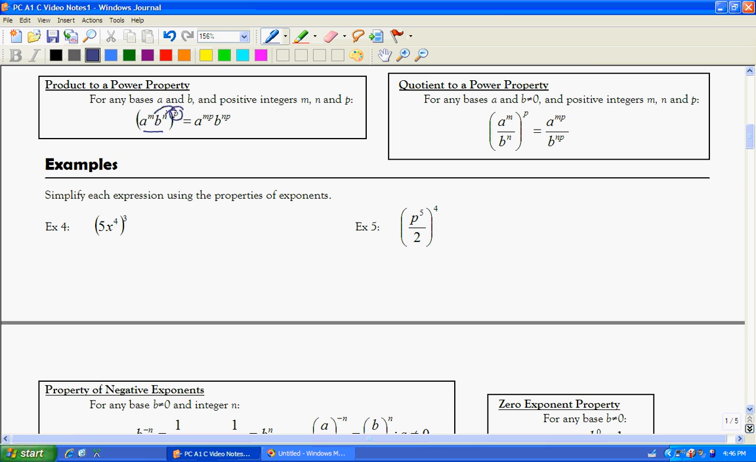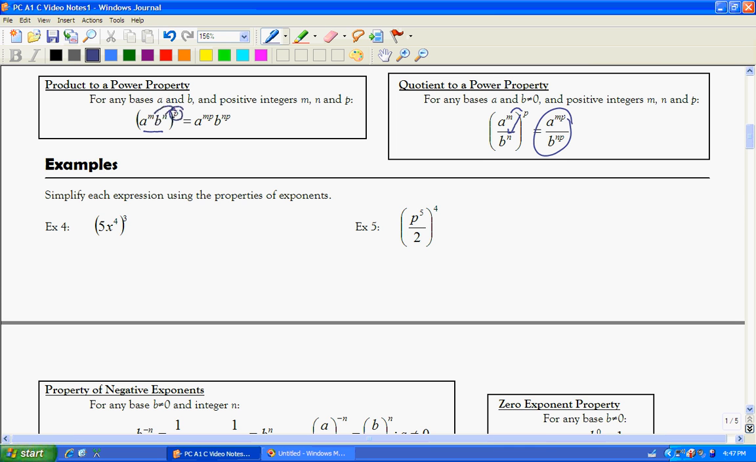Similar idea for our quotient. So quotient, we have a division of two powers of different bases, and they are being raised to the power of p. So again, we just need to apply that power of p to both of our bases, and we get our simplified answer right here.